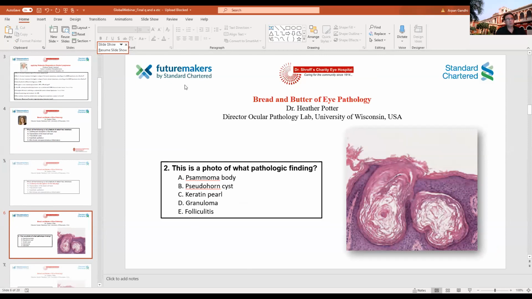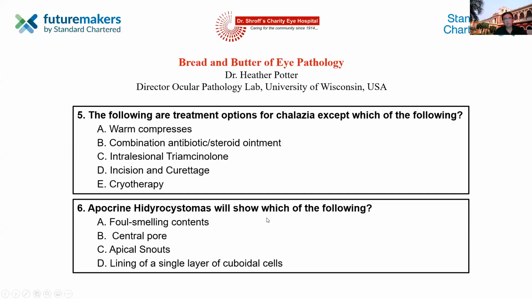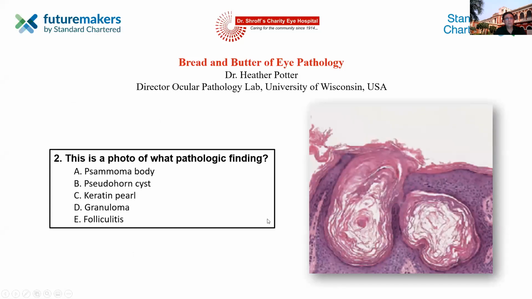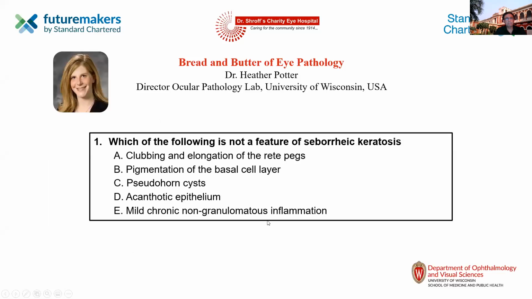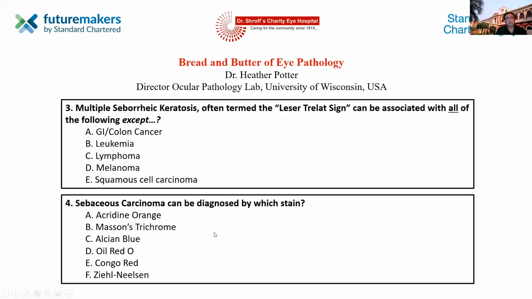Okay, great. So which of the following is not a feature of seborrheic keratosis? Number 1, A, clubbing and elongation of the rete pegs. B, pigmentation of the basal cell layer. C, pseudohorn cysts. D, acanthotic epithelium. Or E, mild chronic non-granulomatous inflammation.